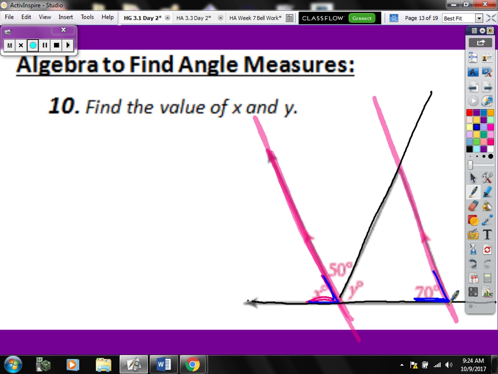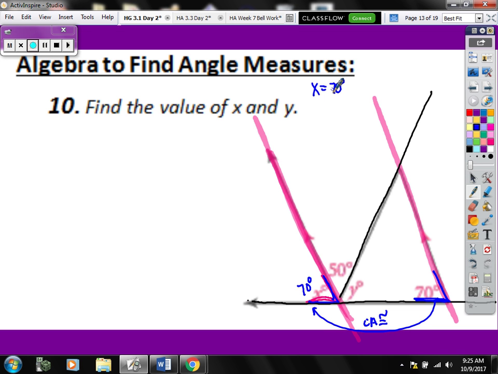Now again, you may want to turn the paper so that the parallel lines are going horizontally so that you can see that this will be in the top corner, top right, top right. We know corresponding angles are congruent, so this has to be 70. So x is 70.